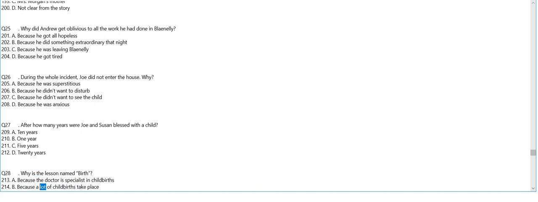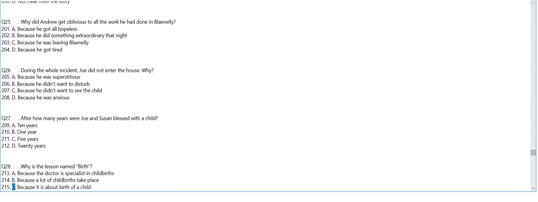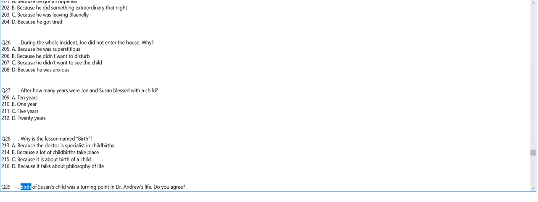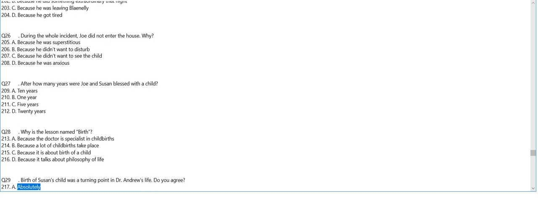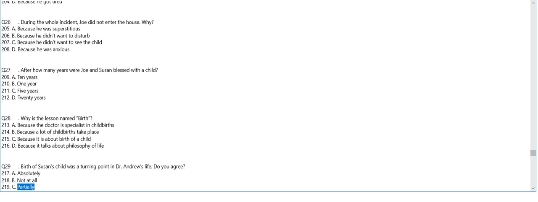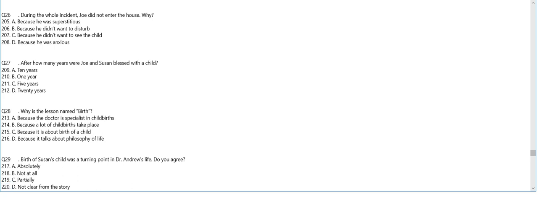214B. Because a lot of childbirths take place. 215C. Because it is about birth of a child. 216D. Because it talks about philosophy of life. Q29. Birth of Susan's child was a turning point in Dr. Andrew's life. Do you agree? 217A. Absolutely. 218B. Not at all. 219C. Partially. 220D. Not clear from the story.